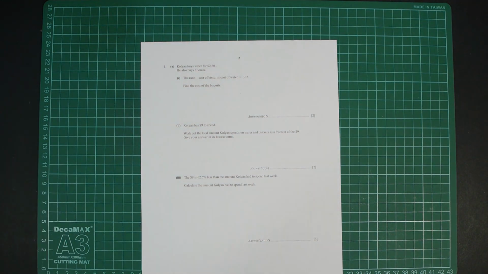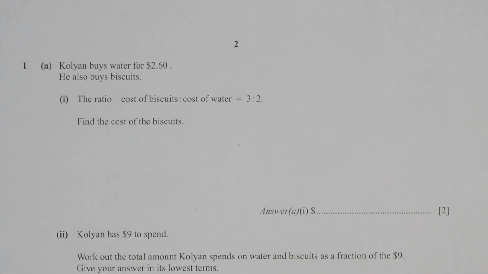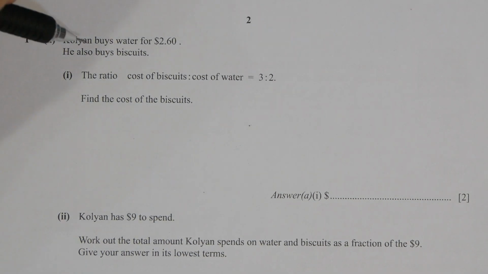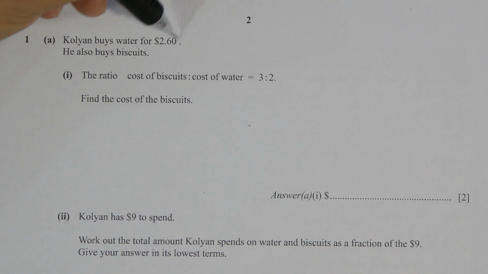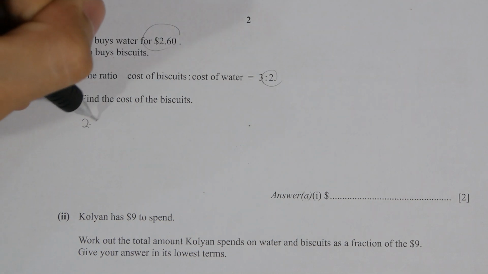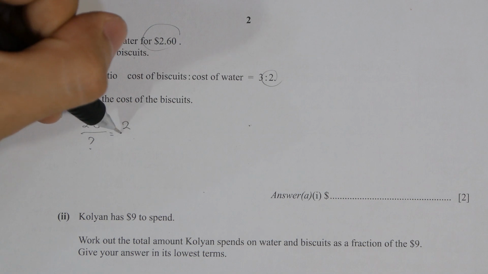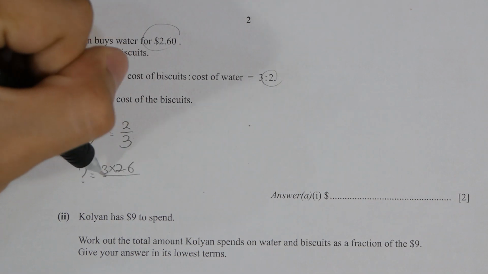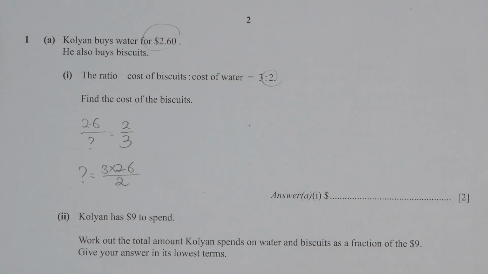So for the first question, Koilan buys water for 2.6. The water's ratio is actually 2, so 2.6 over the biscuit price equals 2 over 3. By running a calculation, you will get the cost of the biscuit as 3.9.